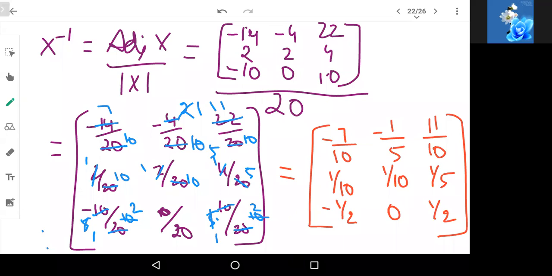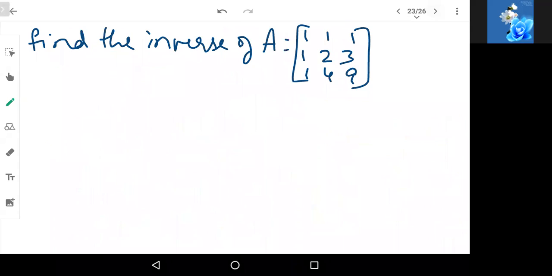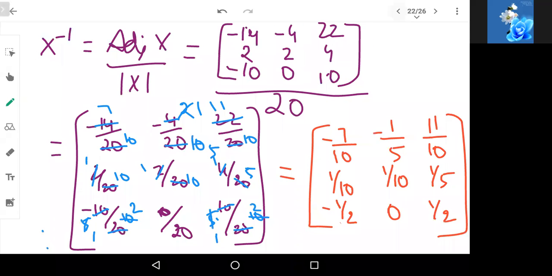So this is how you solve a 3 into 3 matrix and its inverse. I hope all of you have understood this. Any doubts in this question?